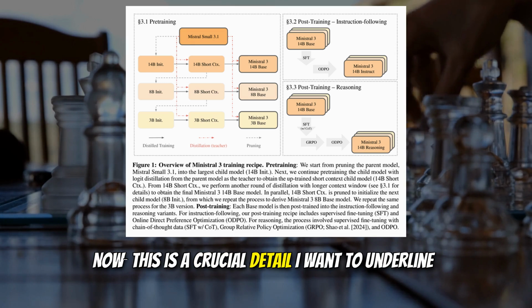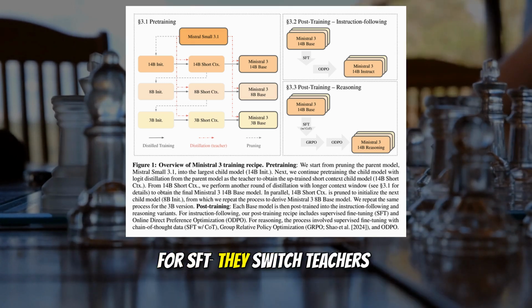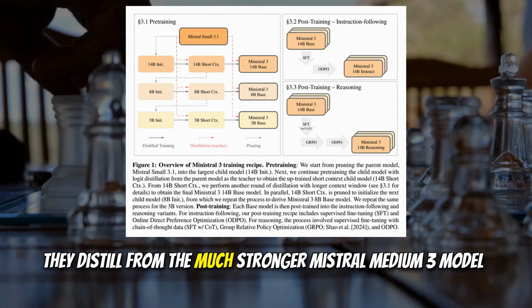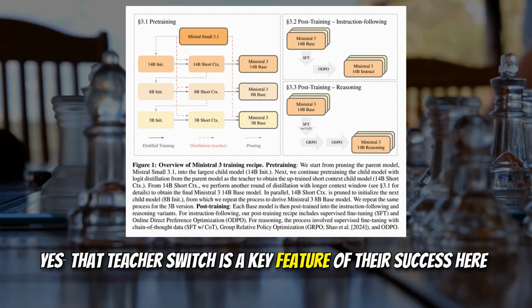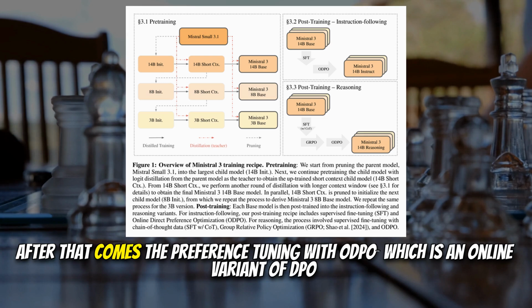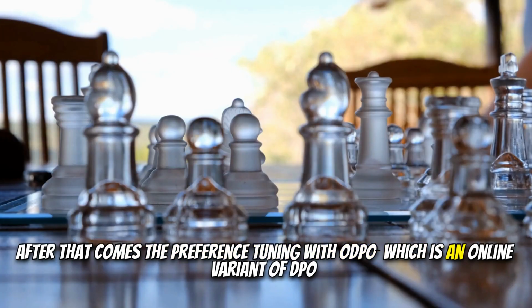Now, this is a crucial detail I want to underline. For SFT, they switch teachers. They distill from the much stronger Mistral Medium 3 model. Yes, that teacher switch is a key feature of their success here. After that comes the preference tuning with ODPO, which is an online variant of DPO.